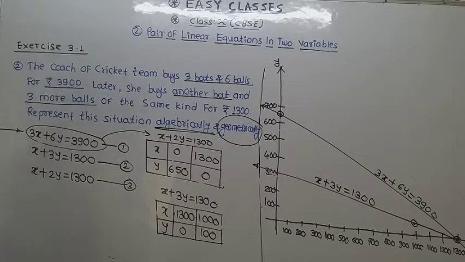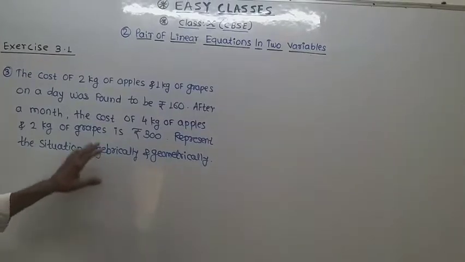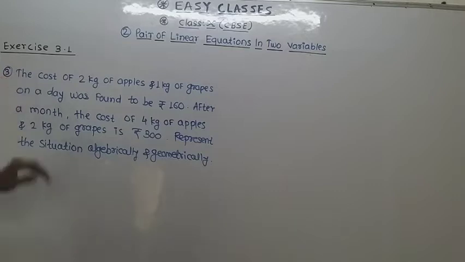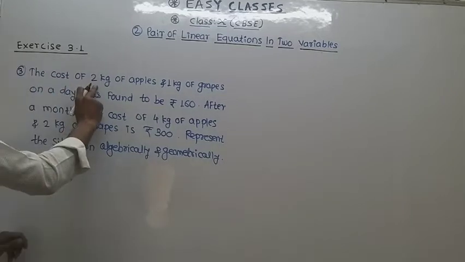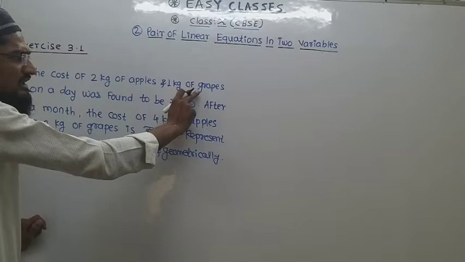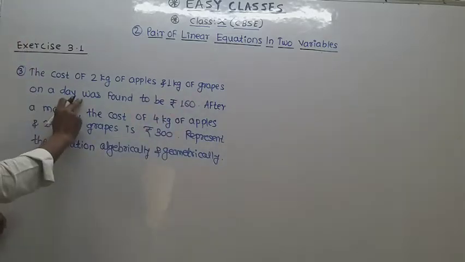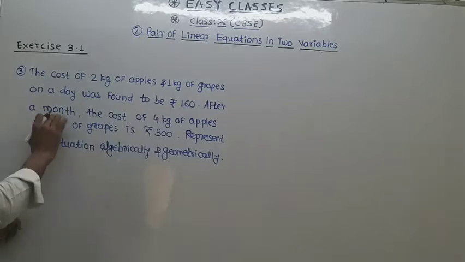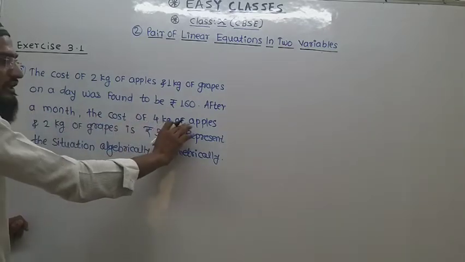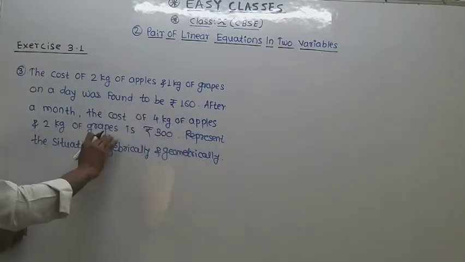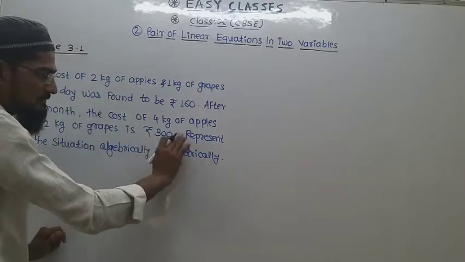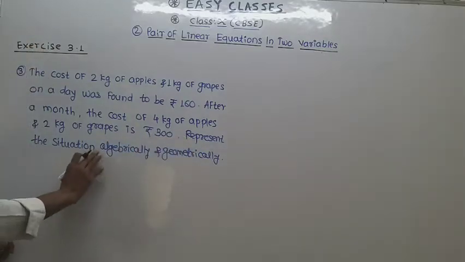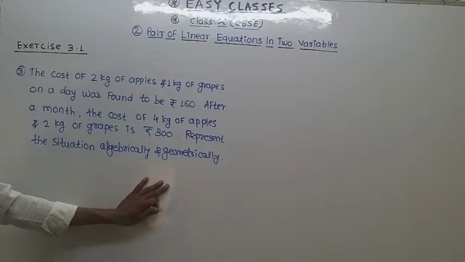Now we will start the third one. Okay, now the third question. The cost of 2 kg of apples and 1 kg of grapes on a day was found to be rupees 160. After a month, the cost of 4 kg of apples and 2 kg of grapes is rupees 300. Represent the situation algebraically and geometrically.